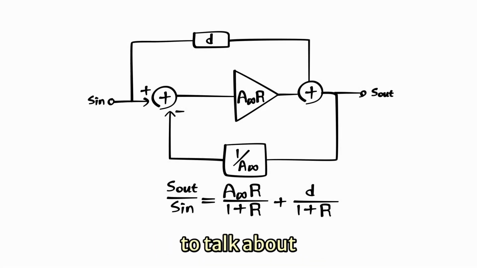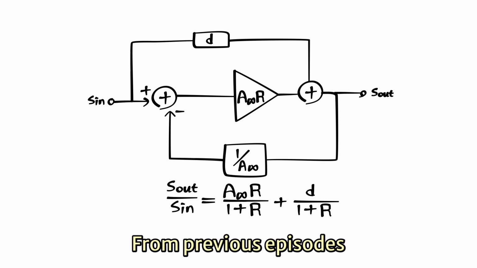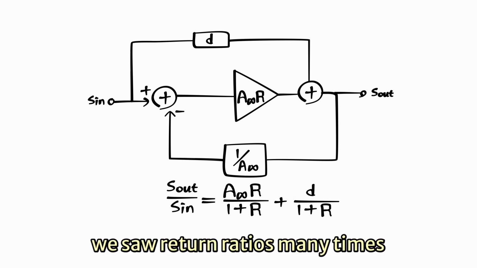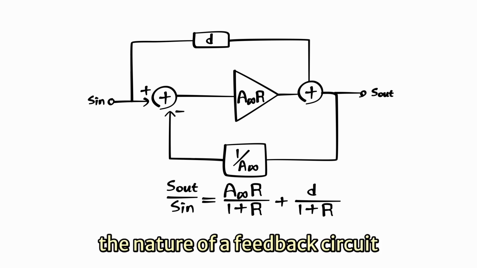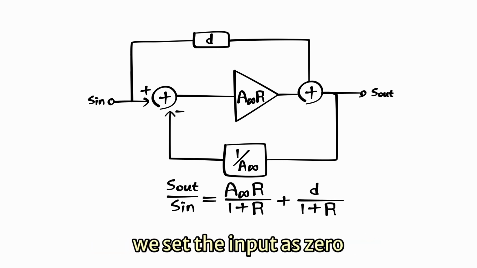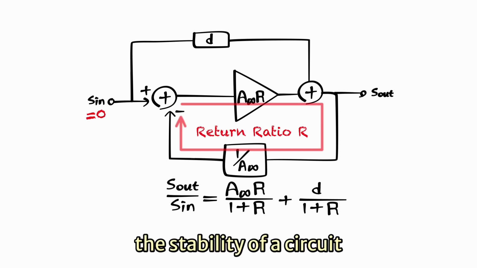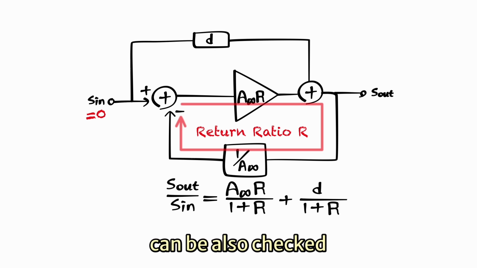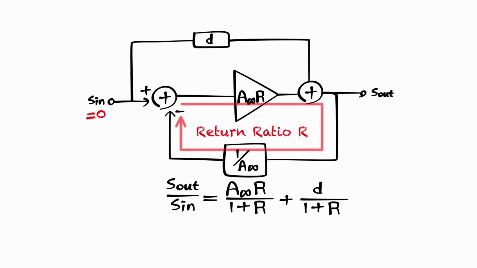Today we are going to talk about stability of a feedback circuit. From previous episodes, we saw return ratios many times. We knew the return ratio represents the nature of a feedback circuit because when calculating return ratio, we set the input as 0. Similarly, the stability of a circuit can also be checked by the return ratio and has nothing to do with the input.